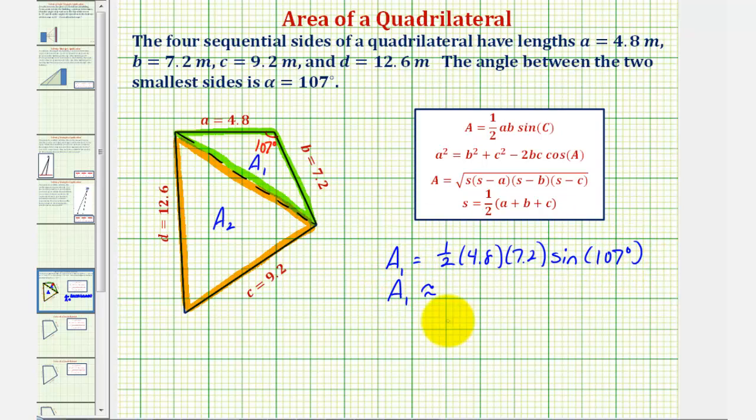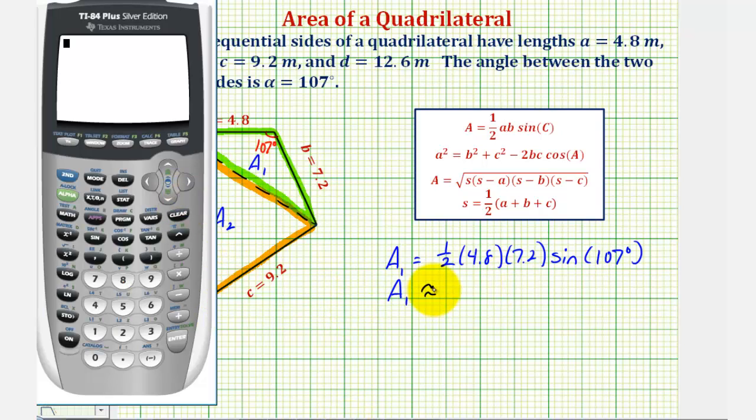And now we'll go to the calculator. Let's first verify that we are in degree mode. So we'll press the mode key. We are in degree mode. So we'll go back to the home screen. We'll enter 1/2 or 0.5 times 4.8 times 7.2 times sine 107 degrees. So A sub 1 is approximately 16.5249 square meters.